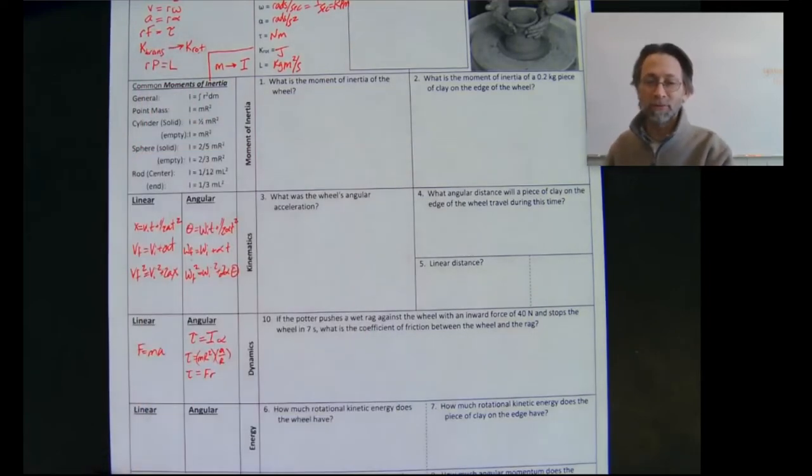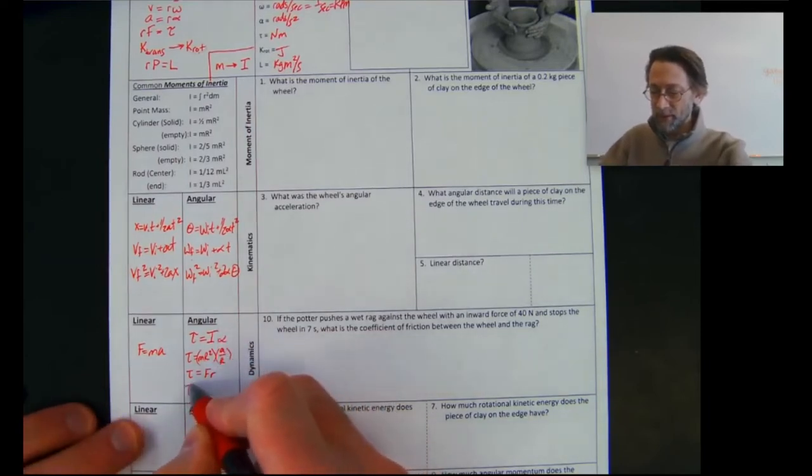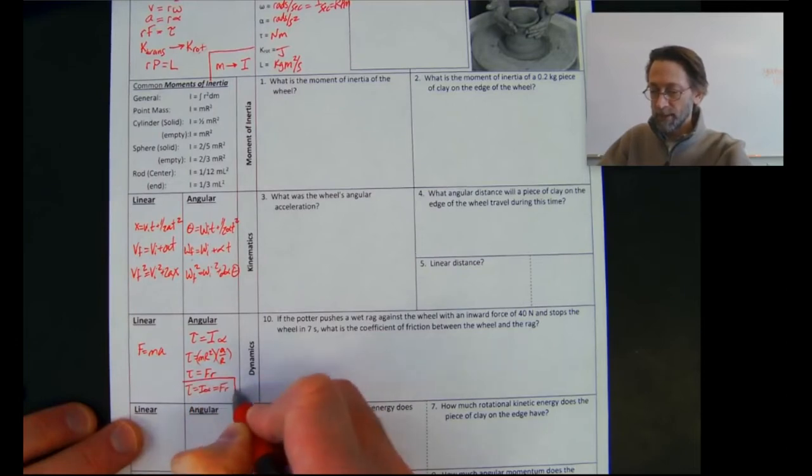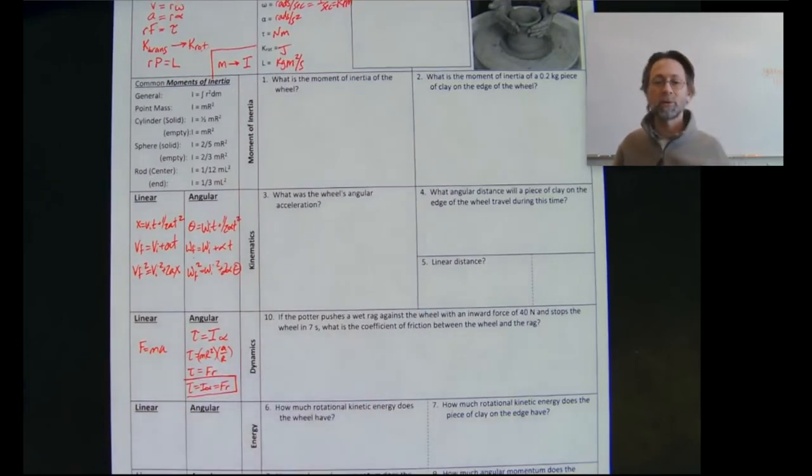Torque is equal to a force times a radius. So I can put these two together and say that torque is equal to I alpha, which is equal to force times radius, and that becomes my angular equation for torque. Isn't this cool the way it fits together?